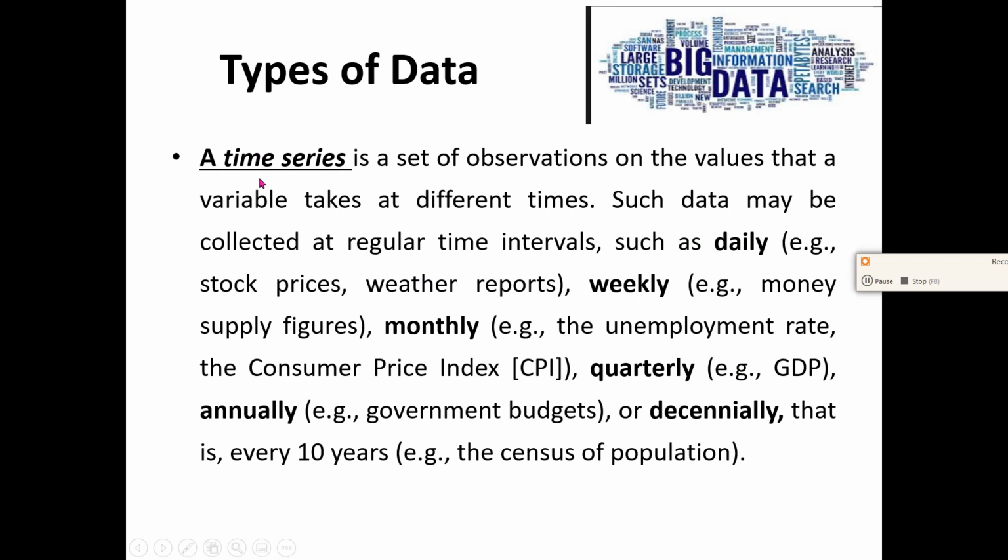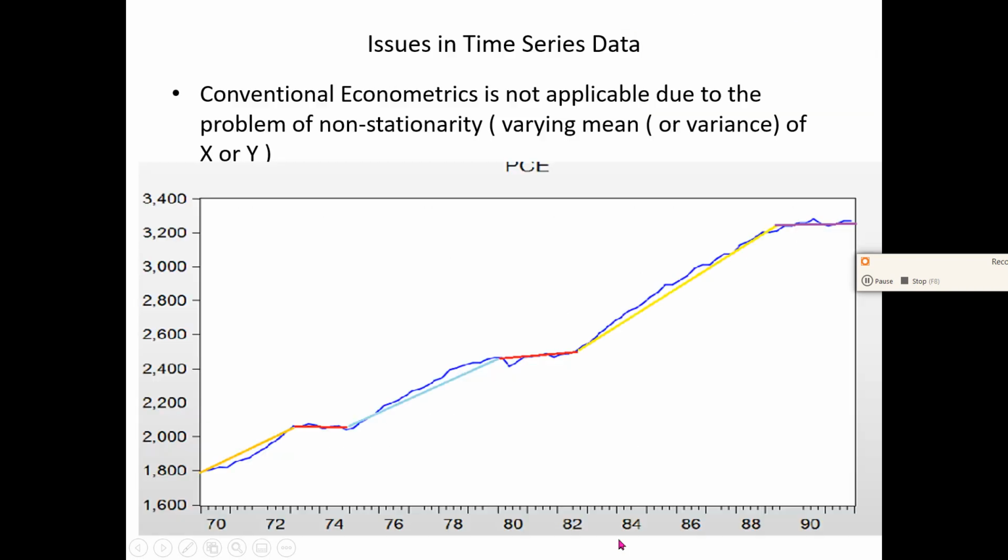A time series data, as the name expresses, is a set of observations taken on different time periods. For example, we can have data on daily stock prices or daily weather reports. We can have weekly money supply figures, or monthly unemployment rate, and so on. So the simple thing is that in time series data, the time is varying, right? Time varies in time series data.